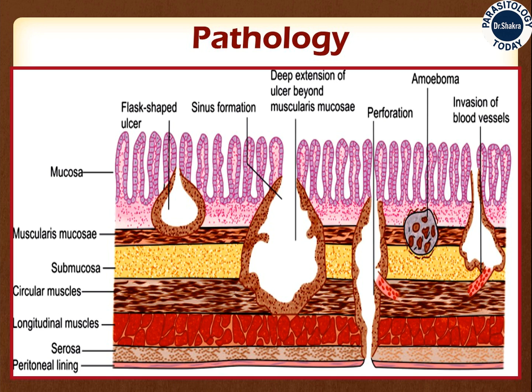4. Perforation, severe damage may cause a hole in the intestinal wall, leading to peritonitis. 5. Amoebioma, a localized granulomatous mass formed due to chronic inflammation, sometimes mistaken for tumors. 6. Blood vessel invasion leads to systemic spread of the parasite, potentially causing liver abscesses.